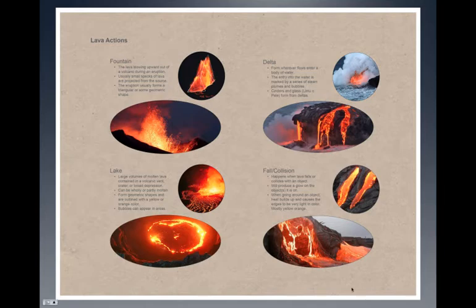And fall collision, which is right here, happens when lava collides or falls on an object. And it'll produce a glow on these objects, and when heat goes against these objects, it will heat back to one of its hottest forms.